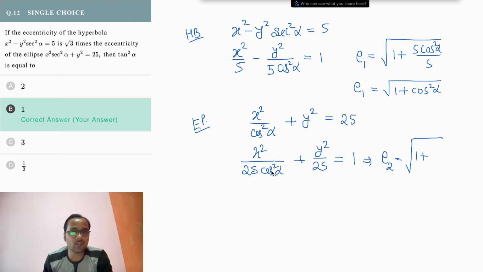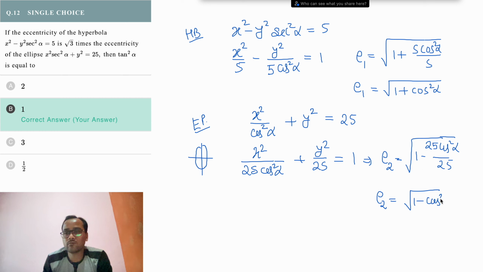Cos square alpha is less than 1. That means the denominator of x square is small, so this ellipse is a vertical ellipse. So the eccentricity will be 1 minus, it is not 1 plus, it is 1 minus b square upon a square. So a small number upon a bigger number. The small number is 25 cos square alpha upon 25. So E2 will come out to be square root of 1 minus cos square alpha, that means sin alpha.